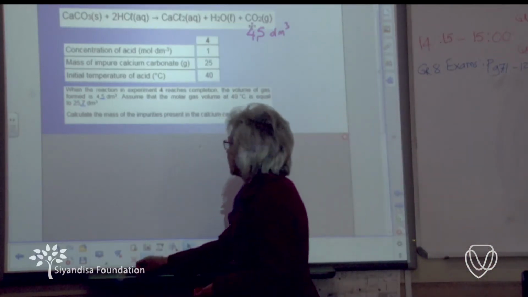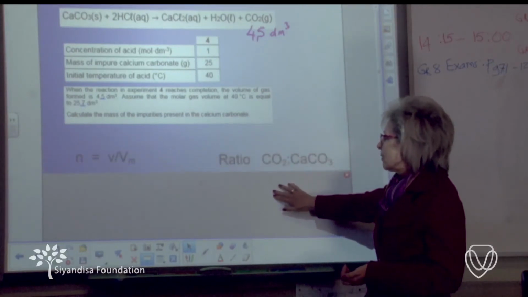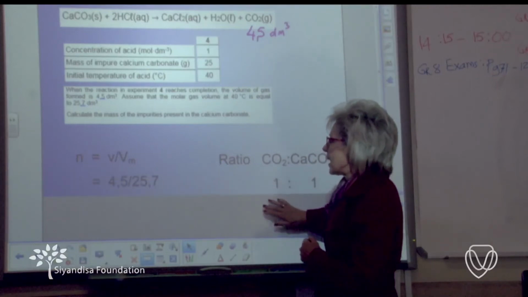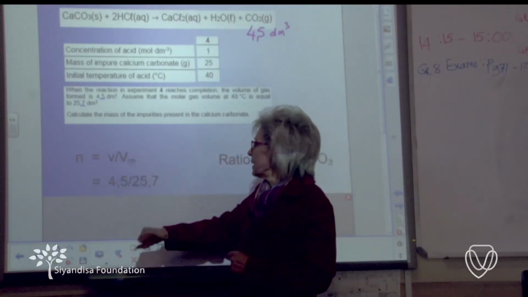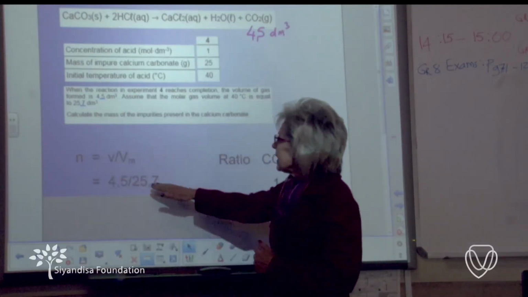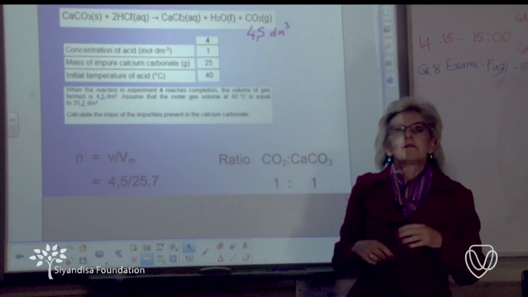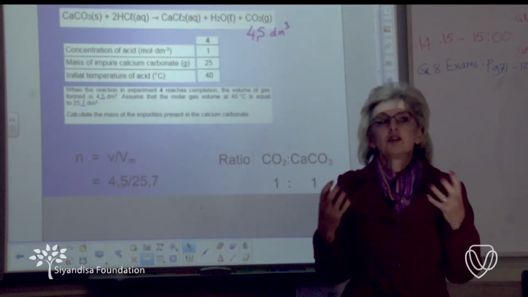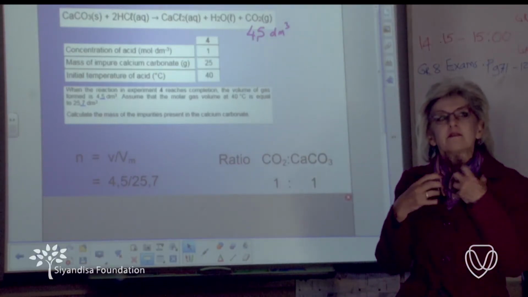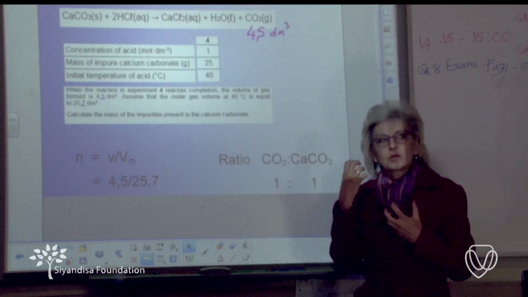Our first attempt is always to convert values to mole. Therefore, our formula is volume divided by the molar volume. So it's 4,5 divided by the 25,7 given. Do not try and remember this value of 25,7. If they want to give you data or information on the molar gas volume, they have to give it to you. It's not something we try to remember.